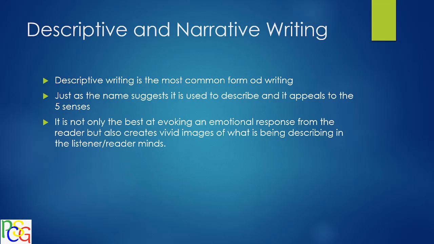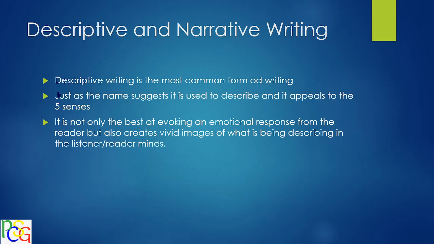So the last thing I want to go through now, we're coming to the end, is descriptive and narrative writing. So descriptive writing is the most common form of writing. We use it the most often. And just as the name suggests, it is used to describe and appeals to the five senses. That is a very, very important part of descriptive writing. It appeals to the five senses. Our sense of sight, taste, smell, touch, everything. So it is not only best at evoking an emotional response from the reader, but it also creates vivid images of what is being described in the listener or the reader's mind, right?